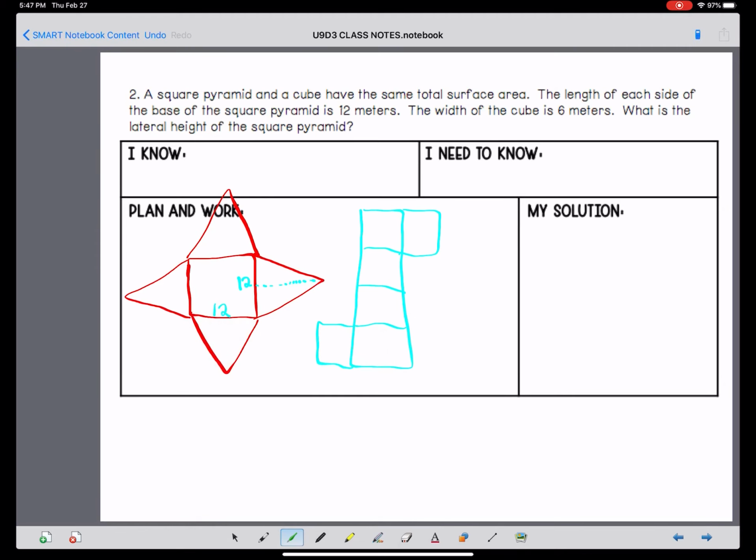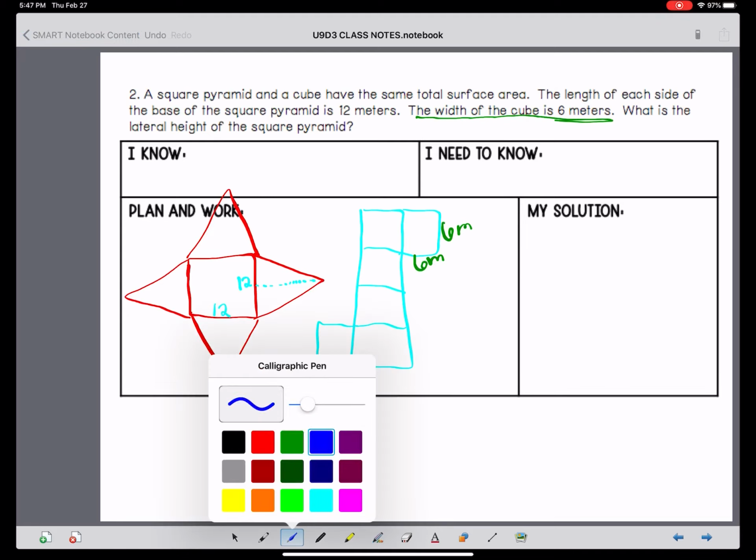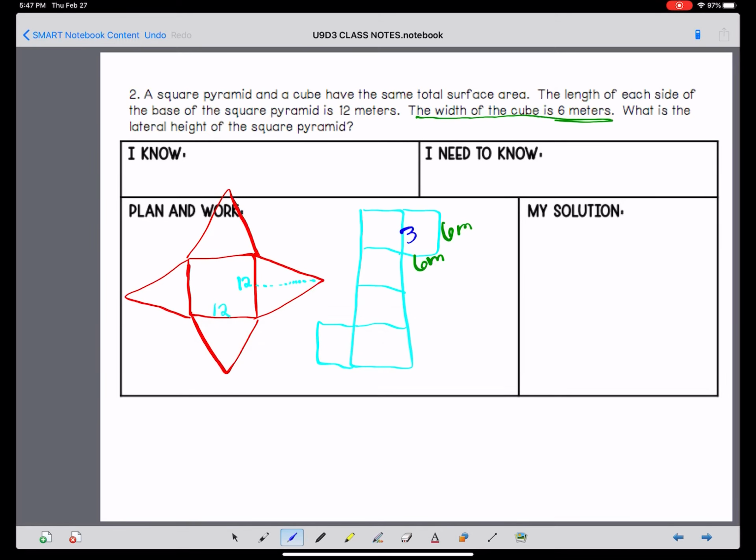And over here in the question, it says that the width of the cube is 6 meters. Well, because this is a cube, which is perfectly square, that means all of the sides are going to be 6 meters. Let's do a little bit of math so far. The base times the height, that means 6 times 6. That's going to give us 36 meters. Is that one square? But because it's a cube, all of these squares are going to be the exact same size.